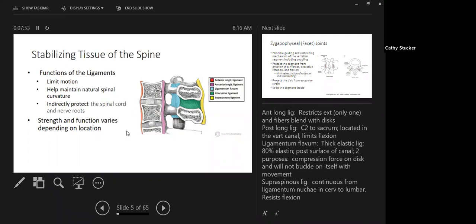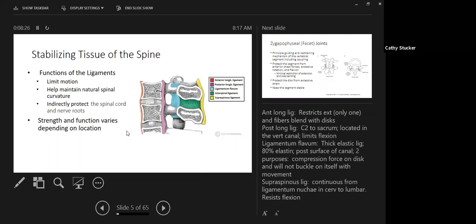The ligamentum flavum, the blue one here, is in the spinal canal itself. And did Dr. Howland talk about the important feature with the ligamentum flavum? Is that something that you guys talked about? What is important about that one as opposed to the other ones? It has the most elastin in it. Yeah, it is the most elastic. It is 80% elastin, 20% collagen.